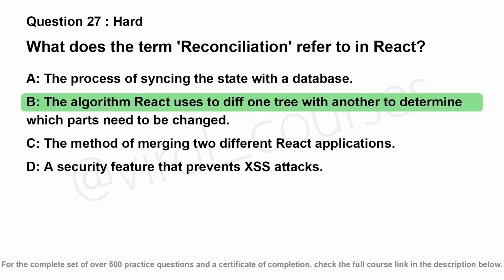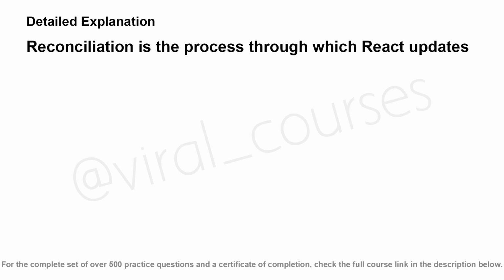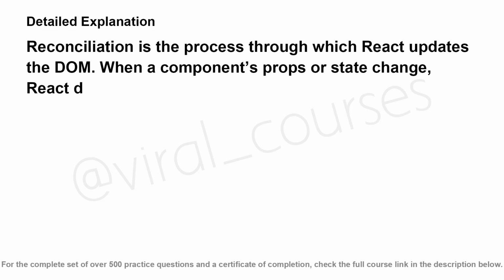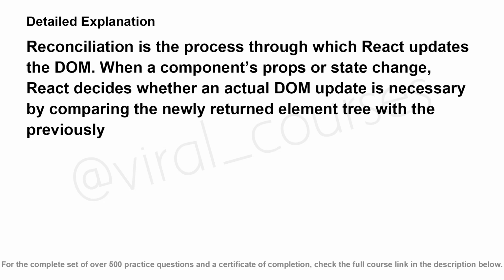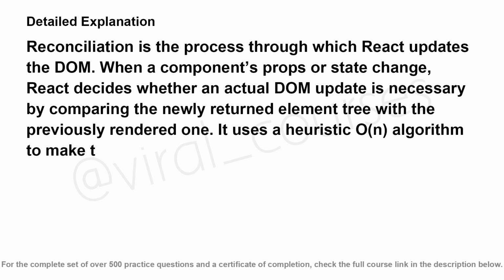The correct answer is B. Reconciliation is the process through which React updates the DOM. When a component's props or state change, React decides whether an actual DOM update is necessary by comparing the newly returned element tree with the previously rendered one. It uses a heuristic O(n) algorithm to make this comparison efficient.